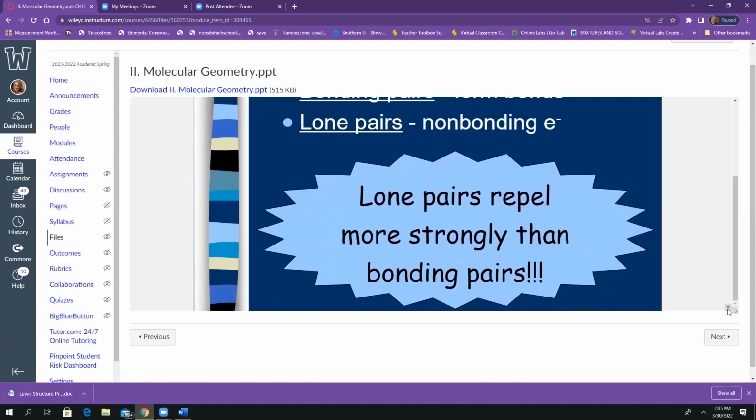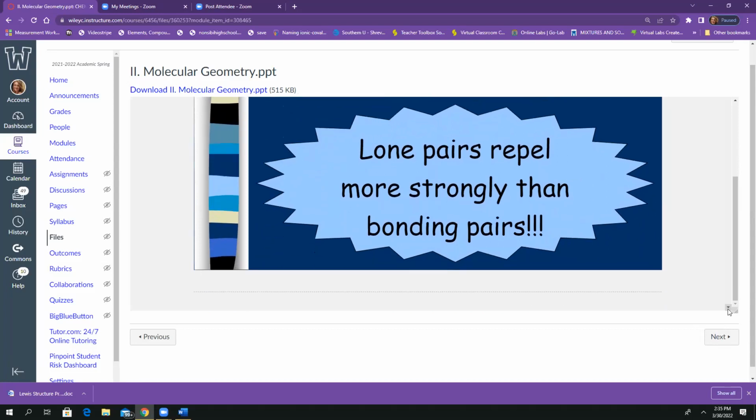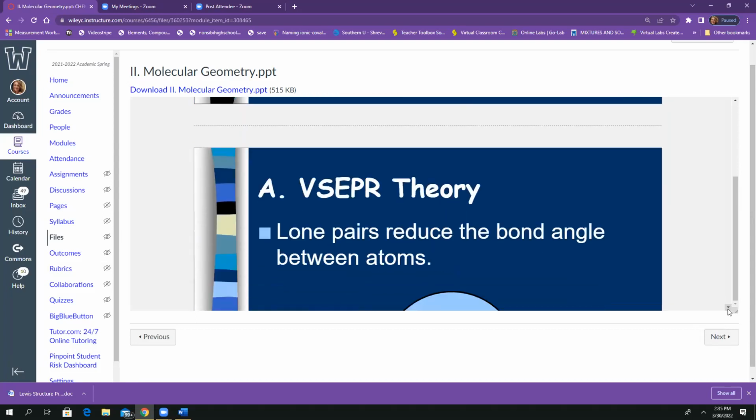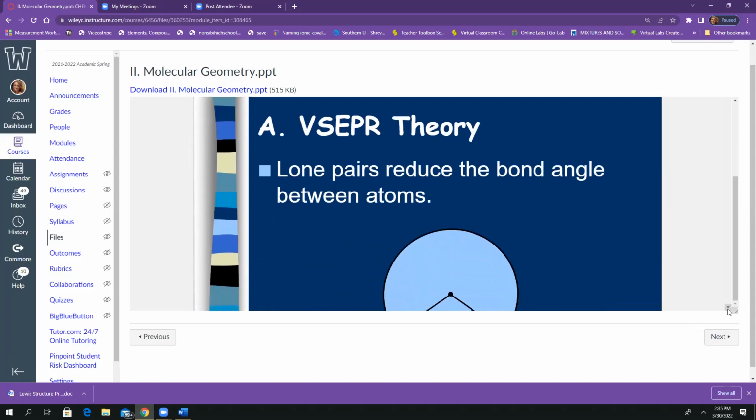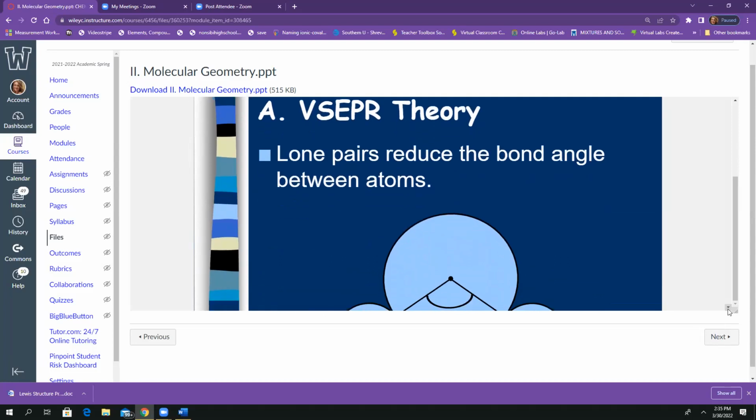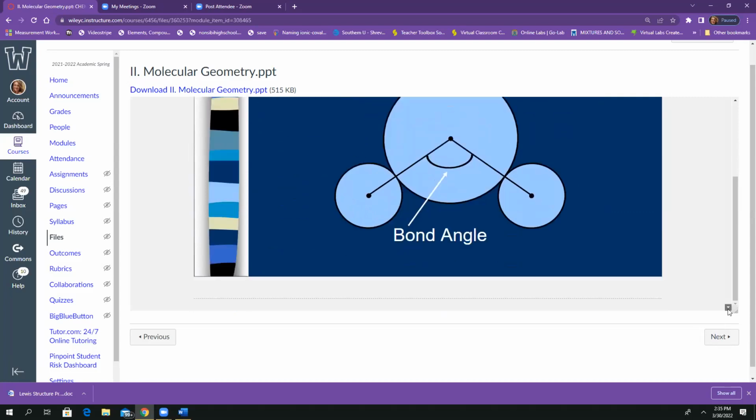One thing to remember is that lone pairs, the ones that are not bonding, repel more strongly than bonding pairs, which means that the angle that we're going to be looking at is going to be less because they want to repel more away from it. So they're going to constrict the angle just a little bit. So they reduce the bond angle between the two atoms, okay?